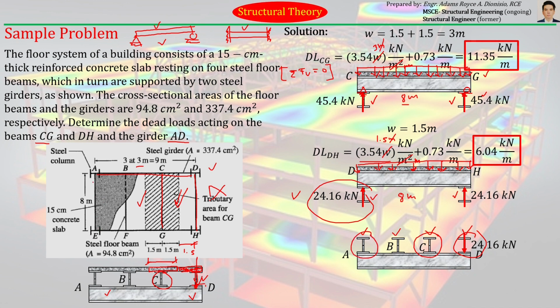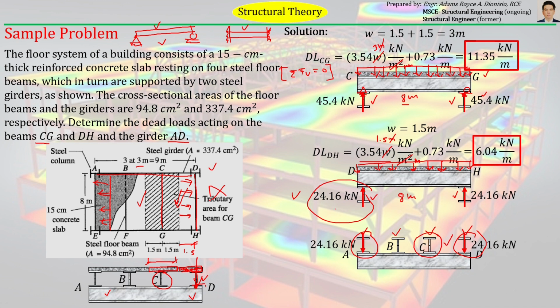Because if you notice, beam AE has the same tributary width, 1.5 as well, similar to this side of the floor. Okay, so the load passed from the concrete slab to AE is similar to DH. So, the force passed by beam AE to girder AD at point A has the same magnitude, so 24.16 also.